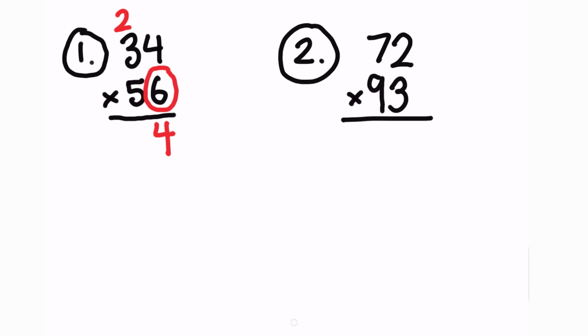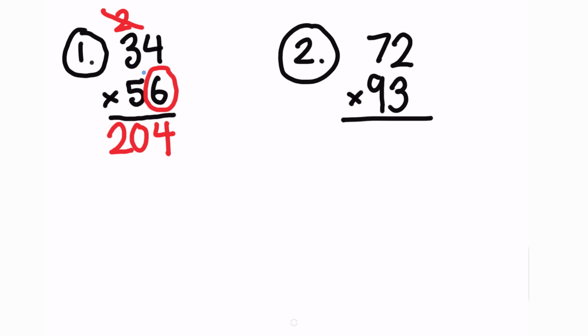Then we'll move on to the next number along on the top number, which is the 3. So we're going to do 3 times 6, which is 18. Now remember that 2 that we just took away from our 24? Well, we're going to add that to our 18. So I'm going to cross out the 2 so that it becomes 20. And I'm going to write 20.